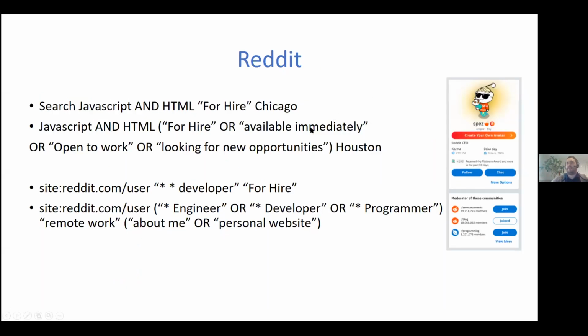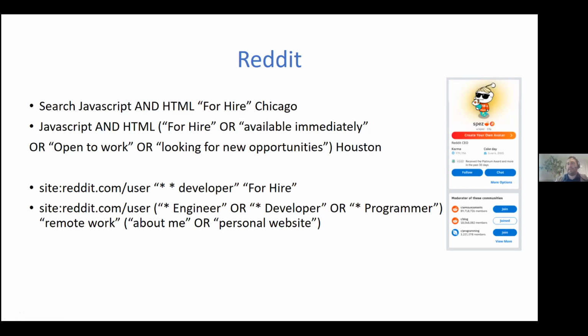Just getting more in depth. Reddit is a great community if you're using it correctly, but just doing a generic search. I did one for JavaScript, HTML, and I looked for hire or available immediately, open to work, looking for new opportunities in my string, and boom, you can find different profiles as well. Or you could do a site:reddit.com/user, web for hire, and for each person you'll find their profile, and you can directly message them on Reddit. And I've done that before too. Just make sure you're reaching out appropriately.